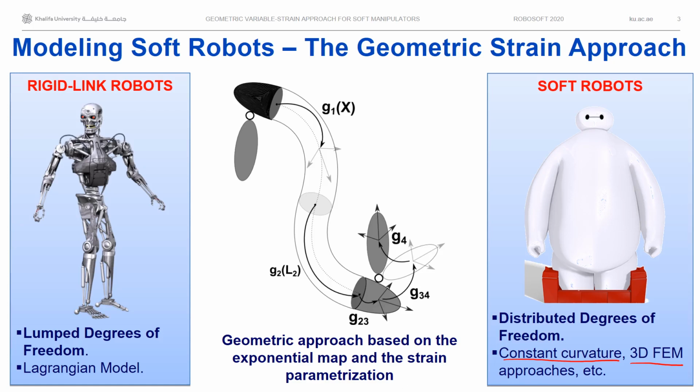But what is probably the main feature of this approach is that it can be considered as a natural extension of the geometric approach applied to rigid link robots. In other words, the same theory that we are going to present, once applied to rigid link robots, becomes the traditional geometric approach for this class of robots.